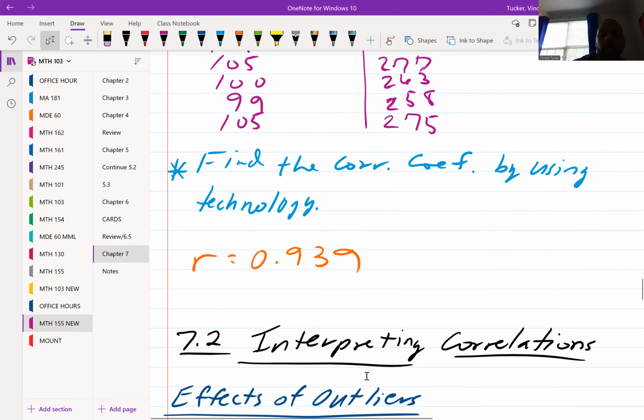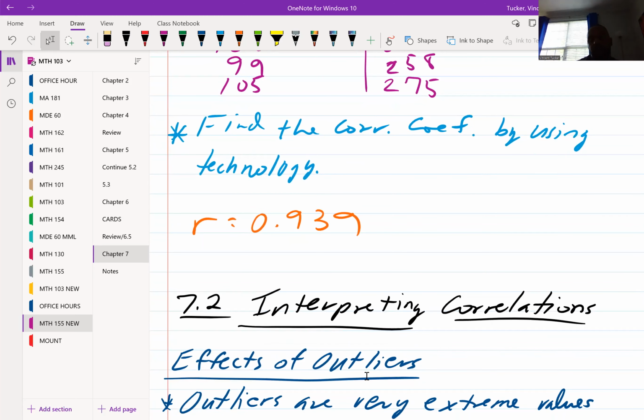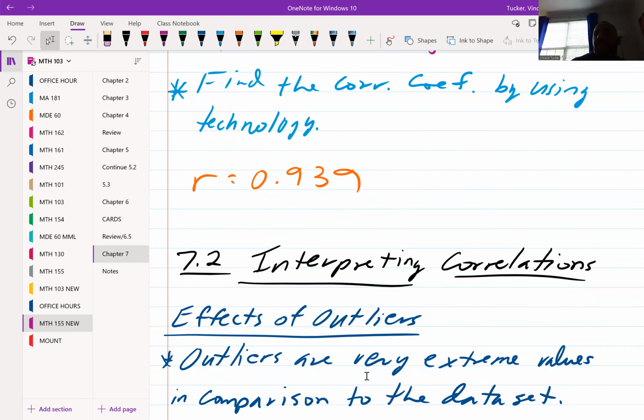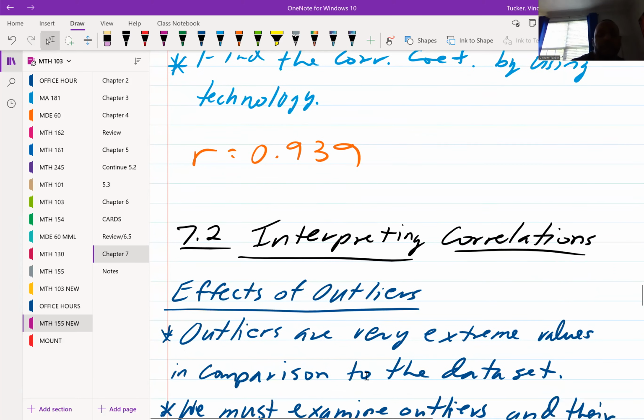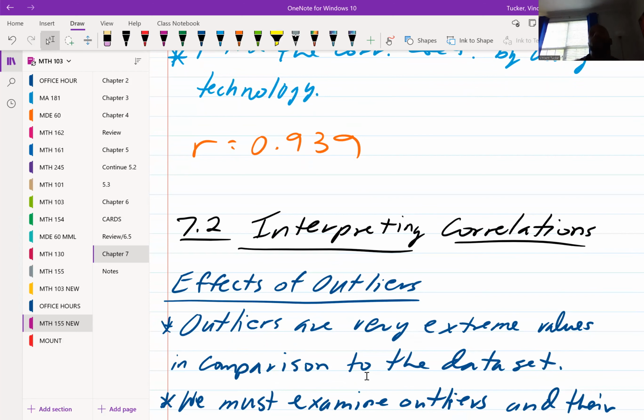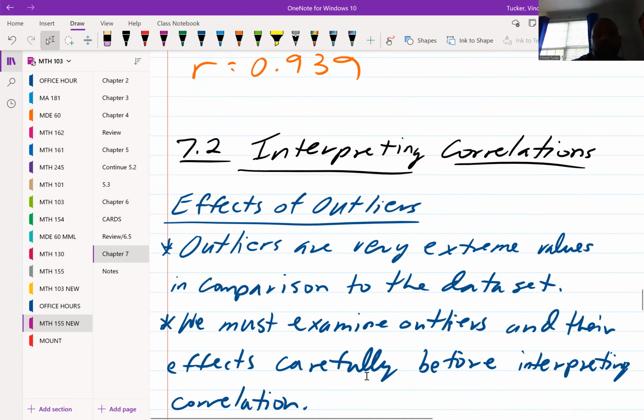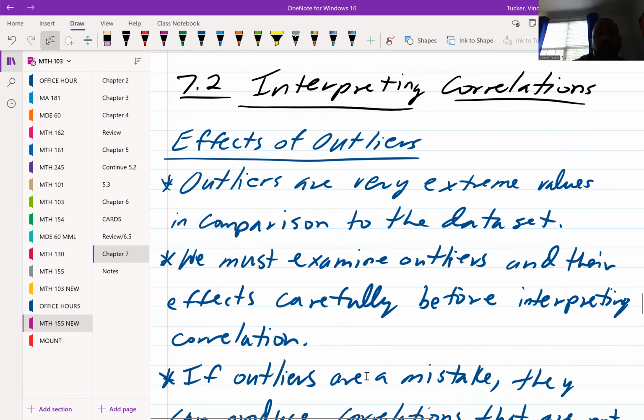All right. So 7.2 is light, gives you a few things to touch on. They only had about 6 questions in there, but it talks about the effects of outliers, and then the last thing talks about causality. So let's look at a few things in 7.2 and then call it a day.